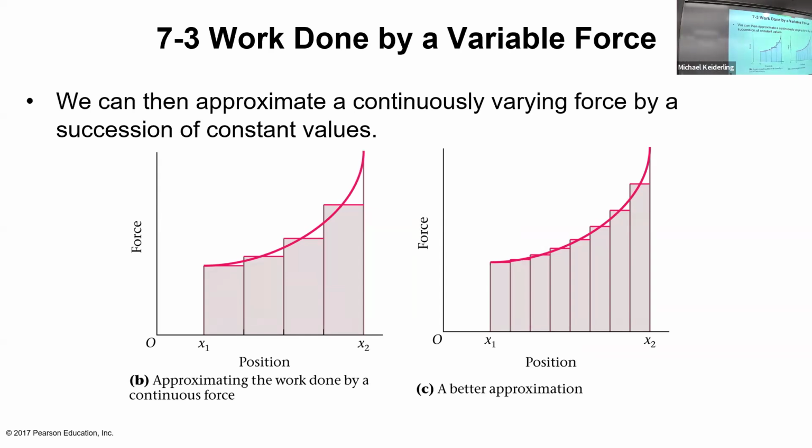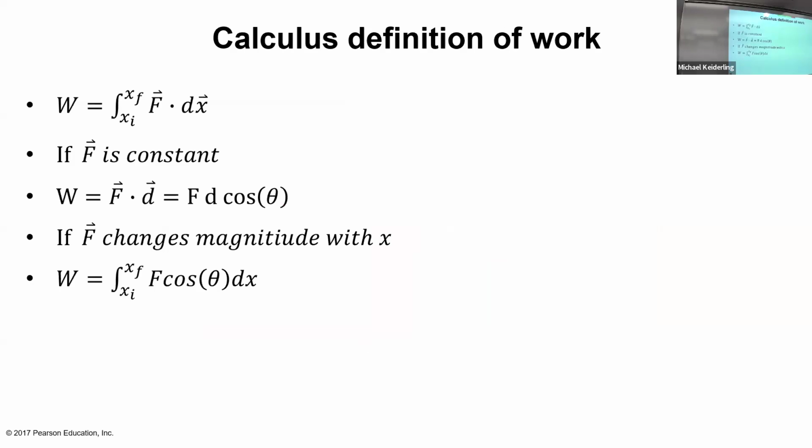If force is a function of position, then work is force integrated over x. So work is the integral from the initial position to the final position of force dot dx. If force is constant, you get the integral from initial position to final position of force times cosine theta dx. And we're interested in the situation where cosine theta equals 1, basically.